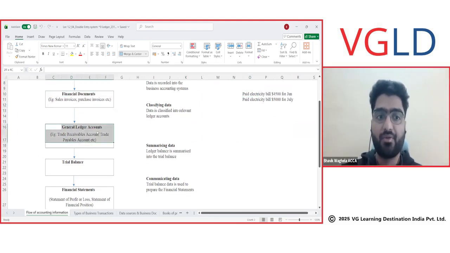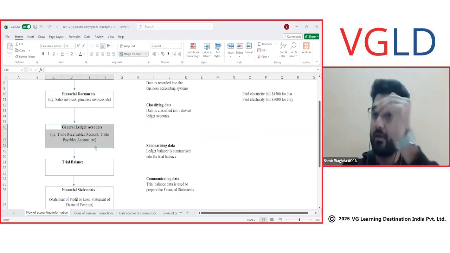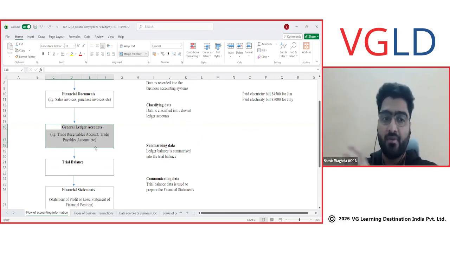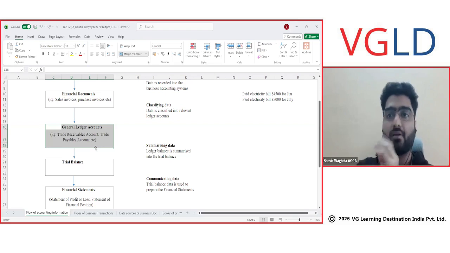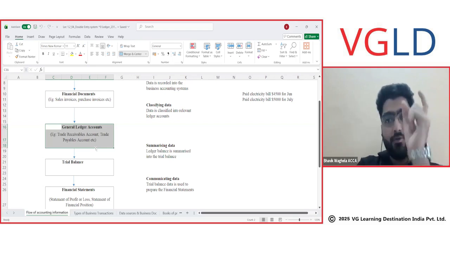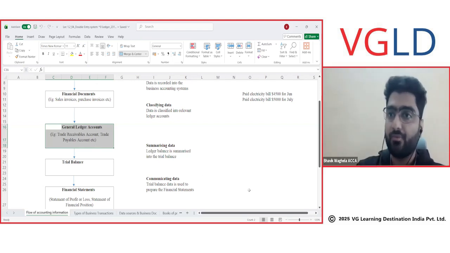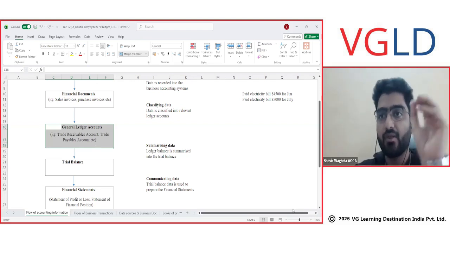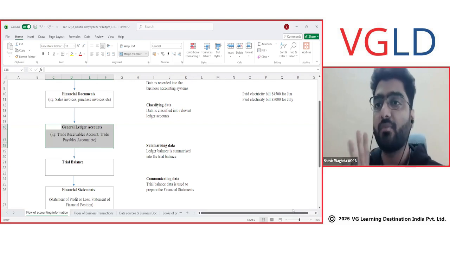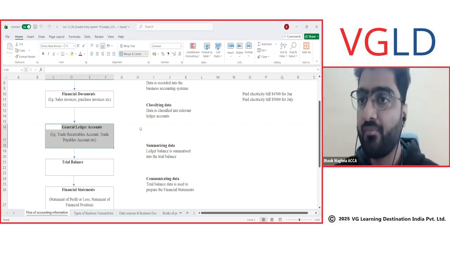For example, trade receivables account, trade payables account, and so on. That is, we record the journal entries. These journal entries are then posted to the ledger accounts. We close the ledger accounts, and we get closing balances in each of the ledger accounts. How do we do it? I will be teaching it to you once we come across the chapter on trial balance. We have a chapter for it.